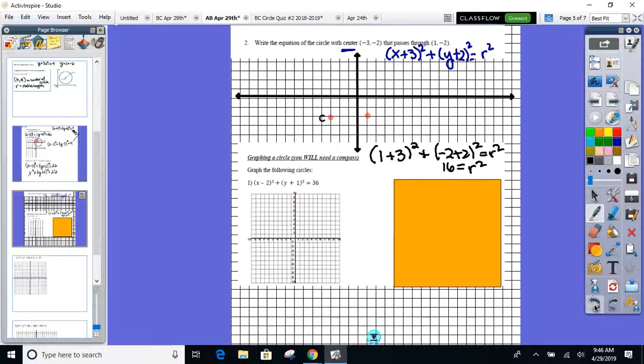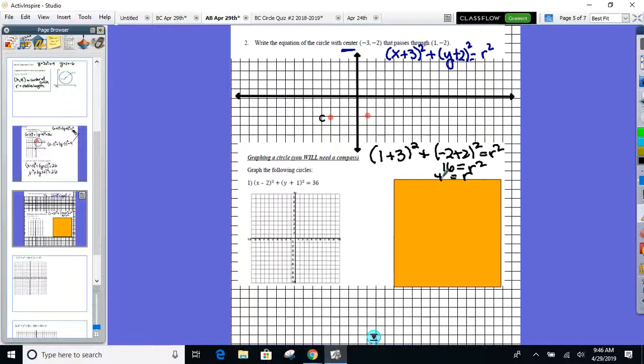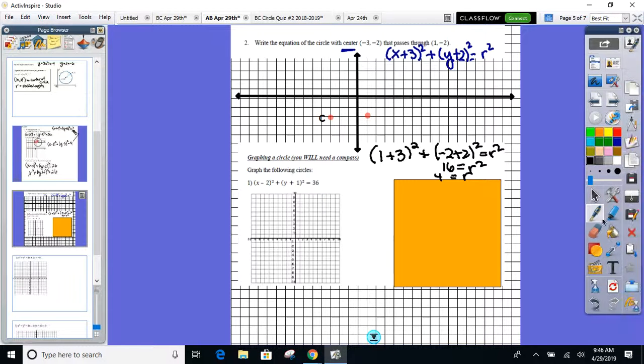If you want to go that extra step, what's the radius length? 4. You didn't have to, because what are you plugging in? R squared, which we already found was 16. So go back up, and there's my equation, 16.